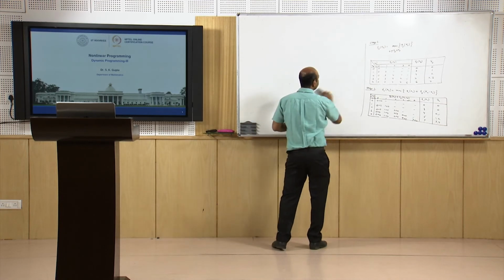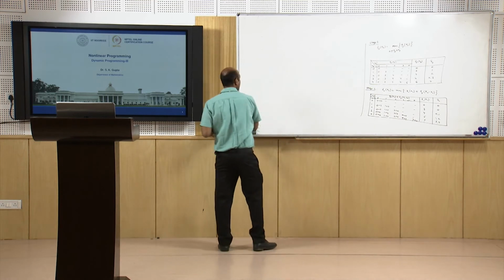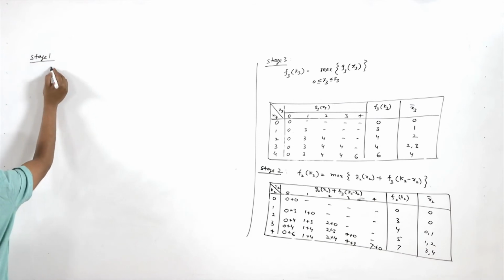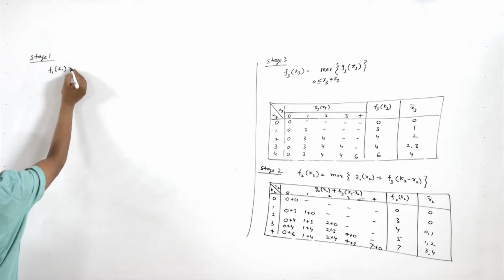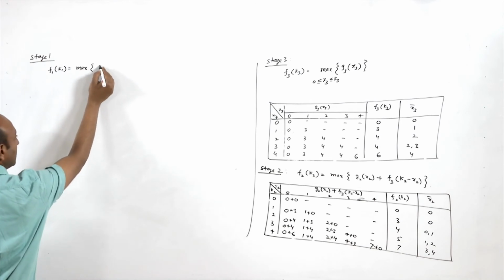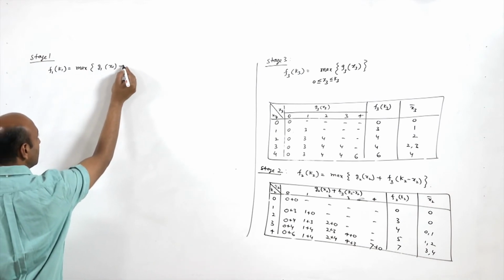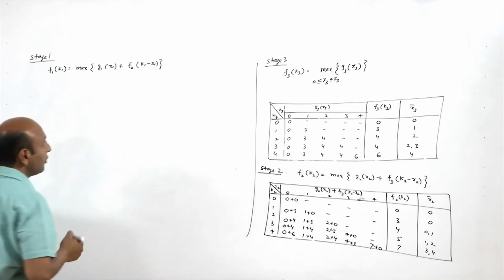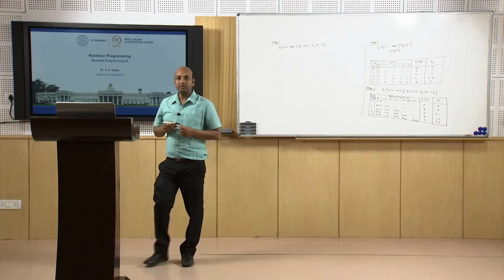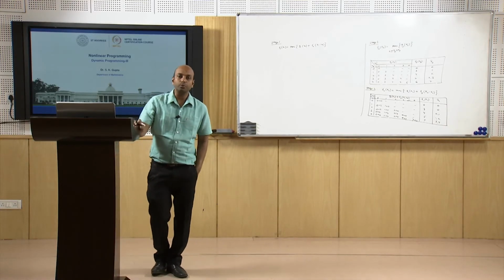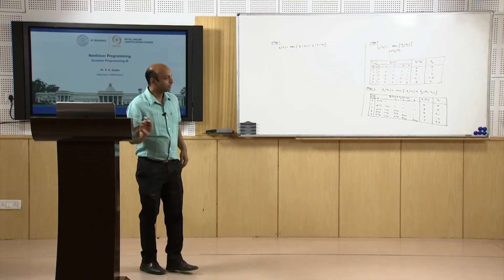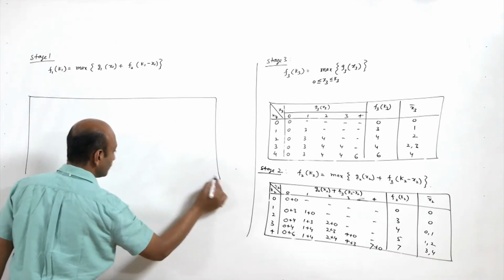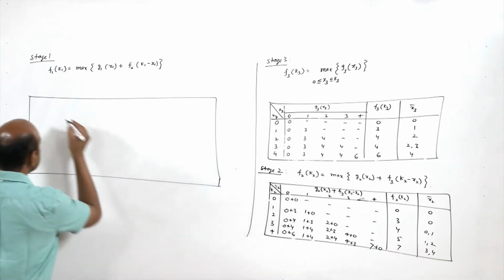And how can we do that? Stage 1. Again we can formulate a problem. It is F1 x1, which is the maximum of G1 x1 plus F2 of K1 minus x1. Whatever is available up to that stage minus x1 will give C and A, that is up to stage 2. Okay. So, this is the last stage.